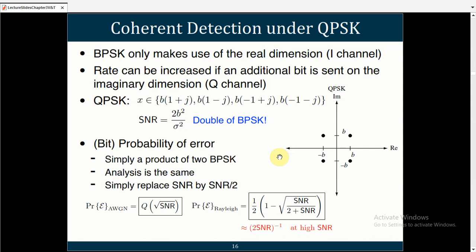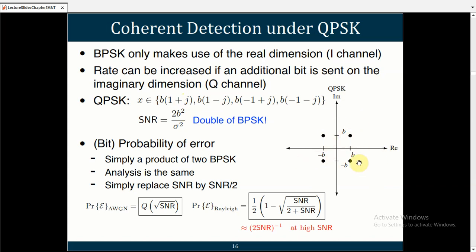Now you can also use QPSK, which has more degrees of freedom and uses less energy compared to PAM. BPSK only makes use of the real dimension, that is the I channel, or the in-phase channel. This rate can be increased if we use an additional bit on the imaginary dimension, which is called the Q channel. So the symbols that can be transmitted through QPSK are not 2 anymore, they are 4, given by these 4 combinations, and then shown on the constellation diagram of QPSK with real and imaginary axis.